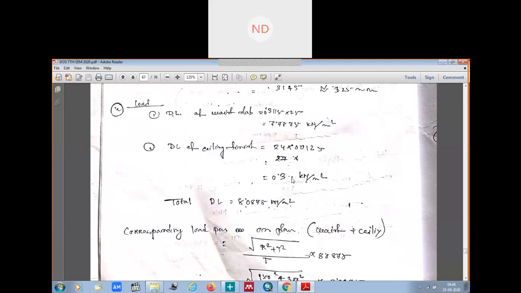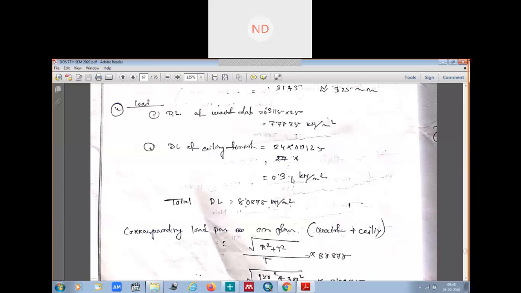Okay, so here if you see, our dead load of the waist slab will be how much? The depth we have got is 0.3115, into our 25, which is the unit weight of concrete, RCC. So we got our dead load of the waist slab to be 7.7875 kilonewton per meter square.